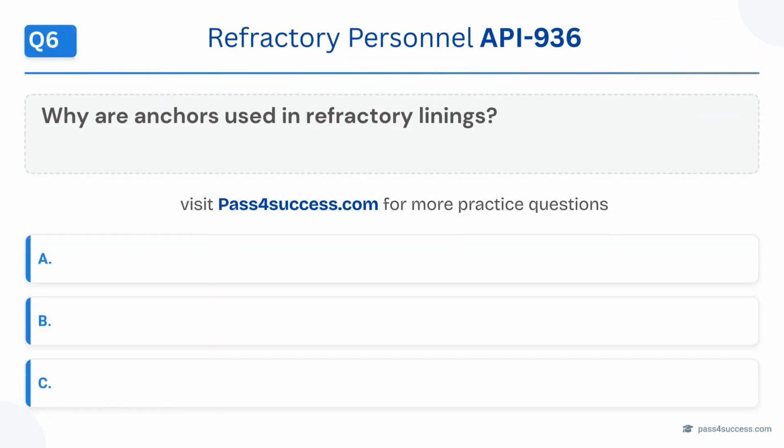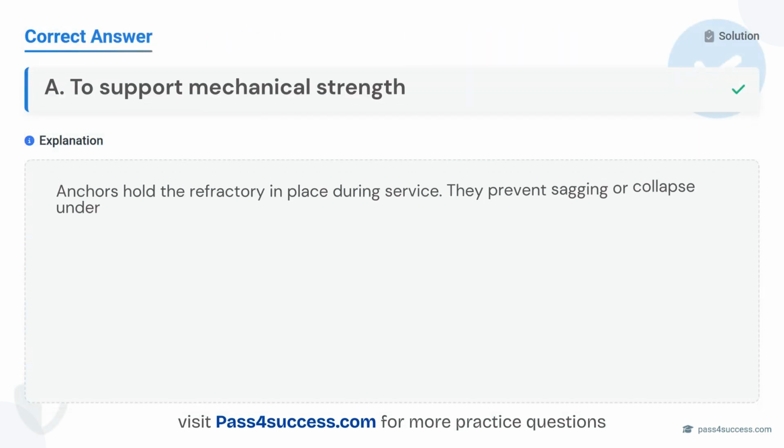Here's one you shouldn't miss. Why are anchors used in refractory linings? A. To support mechanical strength. B. To conduct heat. C. To absorb shock. Correct answer is A. To support mechanical strength. Anchors hold the refractory in place during service. They prevent sagging or collapse under high heat.